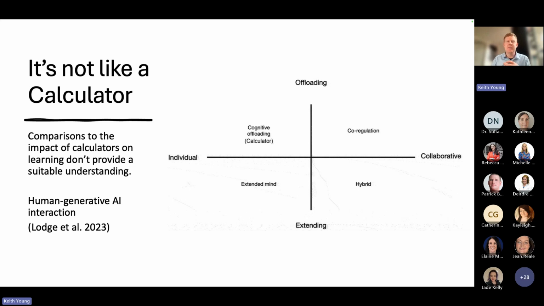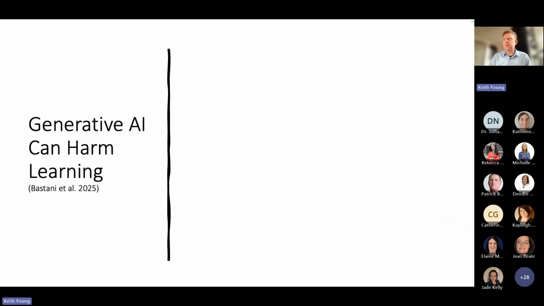And the idea here is that there are different forms, relating back to that idea of the augmentation, the collaboration, or the automation, but that there are different ways we can envisage that the technology could potentially be used. And one thing that we do know is if it's used incorrectly, generative AI can harm learning. And this study gets brought out constantly.